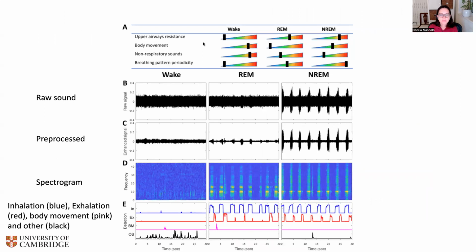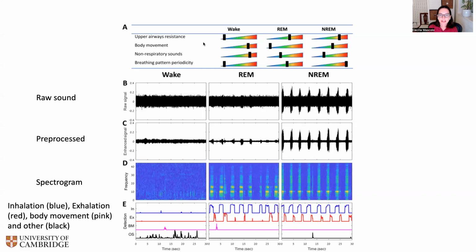So in the top there, there's a description of what one would expect to see in the different phases of wake, REM, non-REM. So the upper resistance, as we described a few slides ago, is higher when we sleep than when we are awake. And so that is described in the first row there. The body movement is higher during wake time, but we do move when we are in deep REM sleep, non-REM sleep.